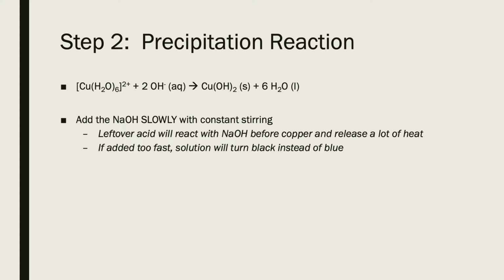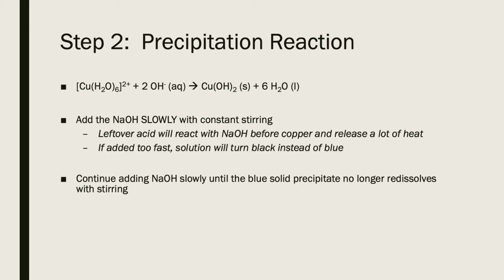And so make sure you're adding that slowly. You should see that blue solid form and eventually persist as you stir it, and that's when you know the step is usually, typically done. We can test that then with pH paper as well to confirm that the solution is basic, and that's when we know we pretty much should have the maximum amount of the copper hydroxide we can make.